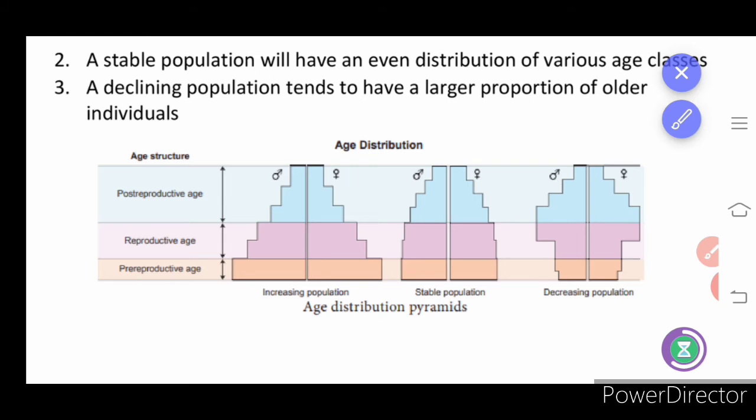You can see here the increase in population: the number of individuals in the pre-reproductive age is very high. In a stable population, you can notice it is more or less equal. So the decreasing population will have fewer young individuals and more older, post-reproductive ones. That shows a decreasing population.